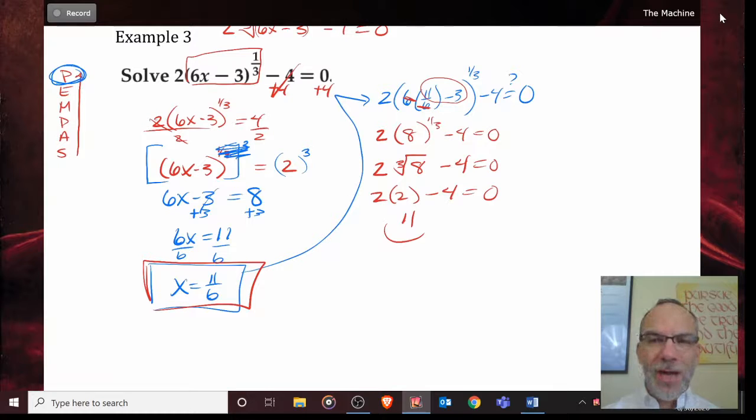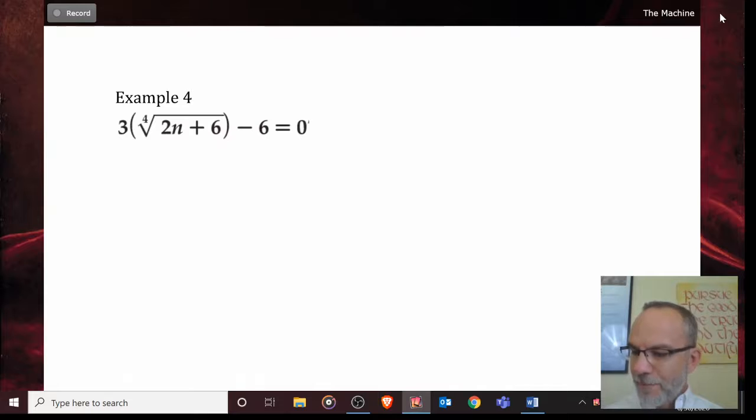So isolate your radical package. Undo the radical by some exponent. And if you're using fractions, you need exponents. If you're using radical symbols, still it's exponents. And then work inside the parentheses. But check your solutions. Okay. This is easy now. Like, this is boring.